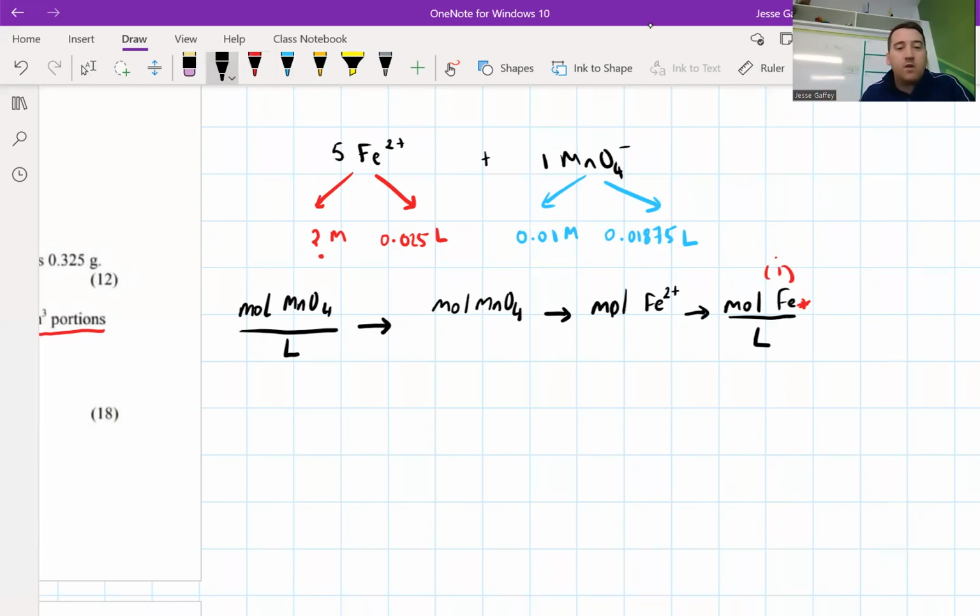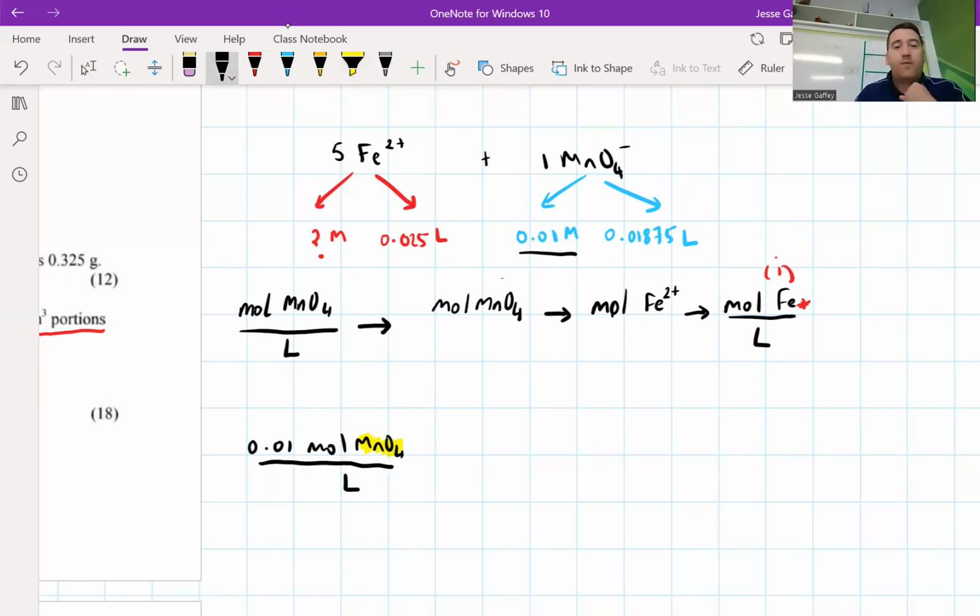All right, so let's show you how to do this. I'm going to do this underneath. Moles per liter of MnO4, I'm just picking it out from here. There it is. 0.01 molar means 0.01 moles of MnO4 per liter. Now you notice how I keep everything labeled. I'm doing this for a reason. If you don't do this, you're going to get confused. So don't be lazy. Don't take shortcuts. Do it properly, and then you won't get lost.